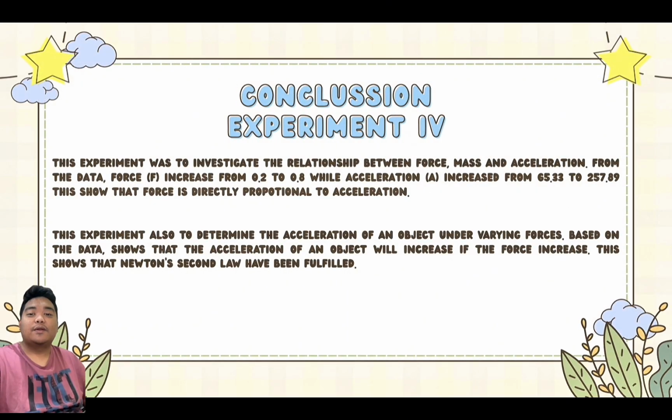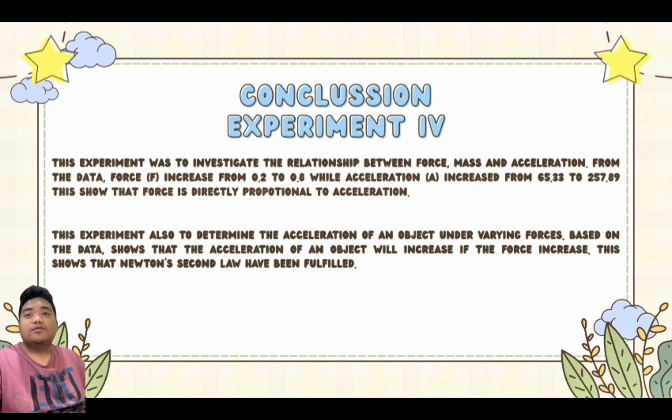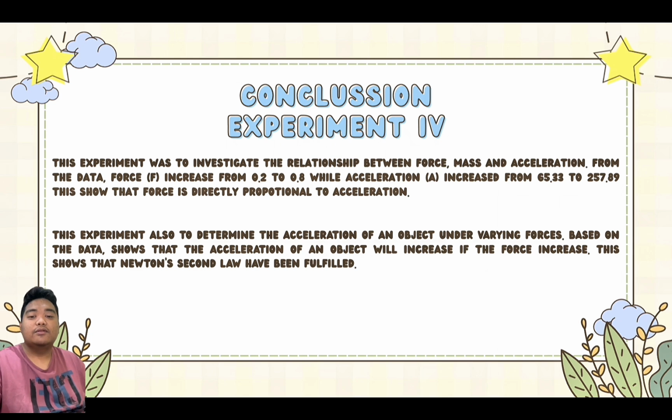This is the conclusion for experiment 4. The experiment was to investigate the relationship between force, mass, and acceleration. From the data, force increased from 0.2 to 0.8, while acceleration increased from 65.33 to 257.89. This shows that force is directly proportional to acceleration. The experiment also determined the acceleration of an object under varying forces. Based on the data, the acceleration of an object will increase if the force increases. This shows that Newton's second law has been fulfilled.